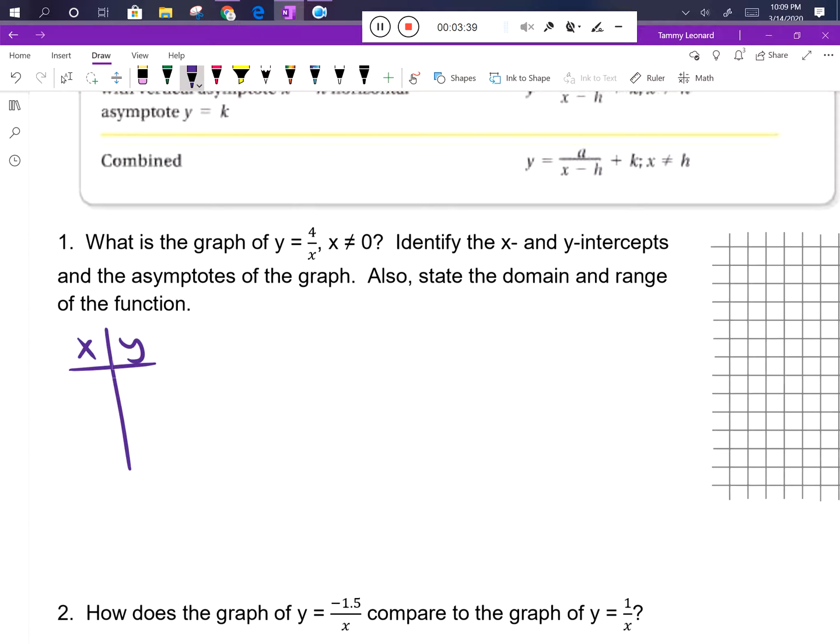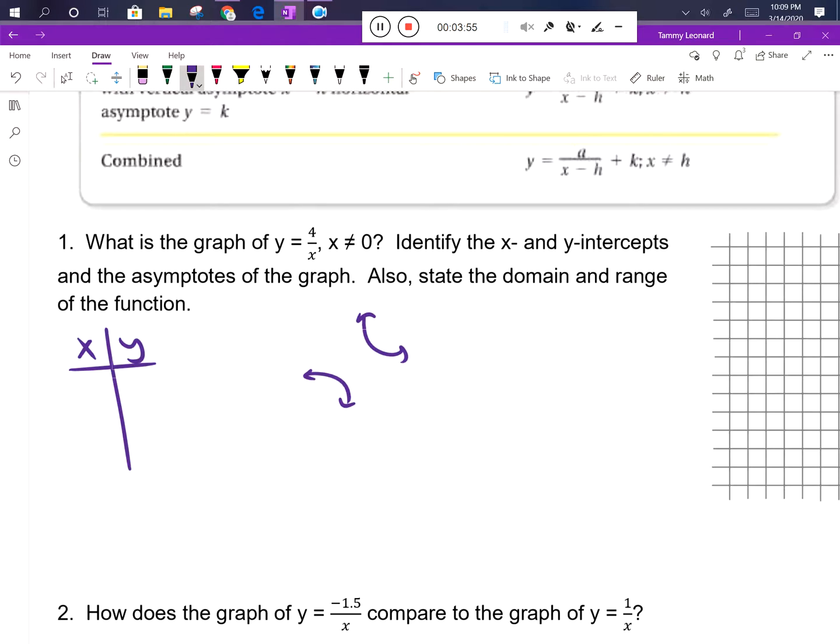Here we simply need to use the fact that we know that we're going to have a branch that goes this way and a branch that goes that way, because that's the shape of a reciprocal function, so that we can guess some positive values and use those to come up with the negative values.